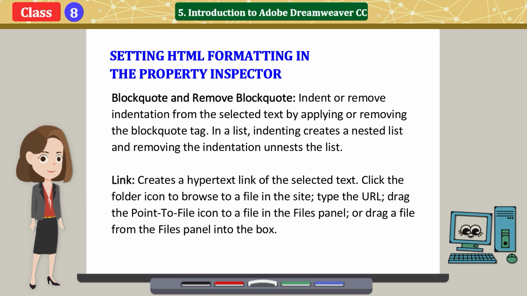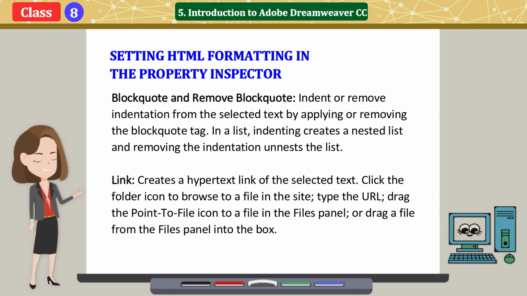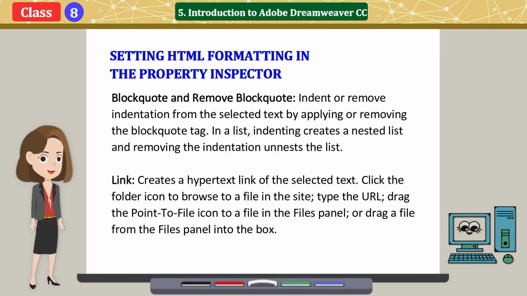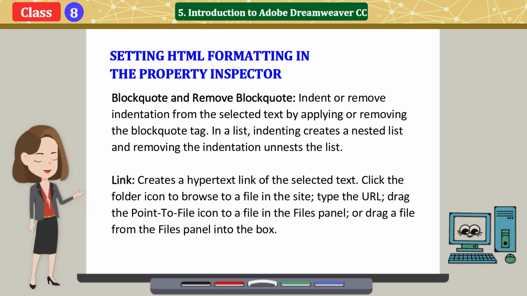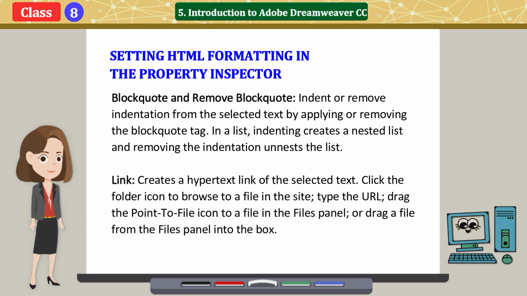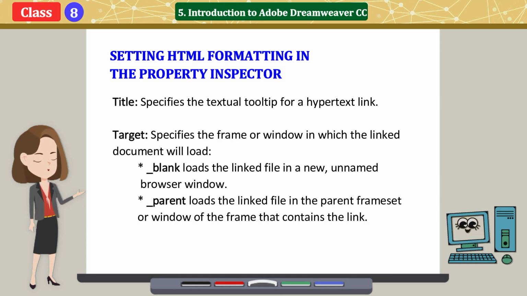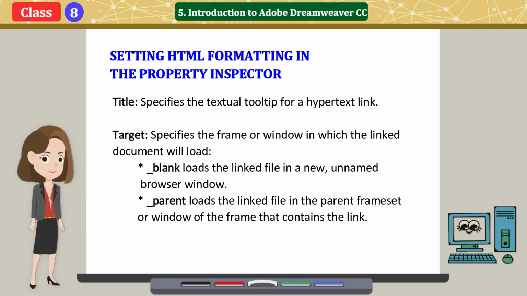Link. Creates a hypertext link of the selected text. Click the folder icon to browse to a file in the site, type the URL, drag the Point to File icon to a file in the Files panel, or drag a file from the Files panel into the box. Title specifies the textual tooltip for a hypertext link.